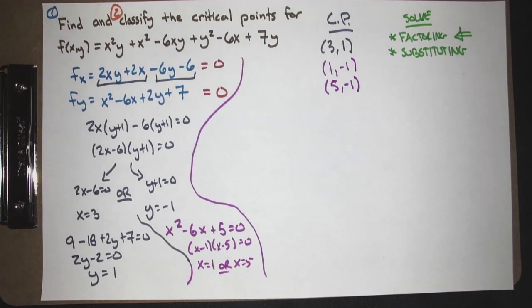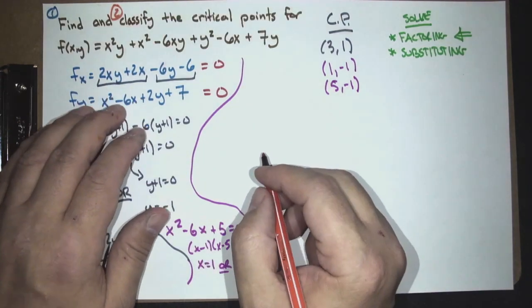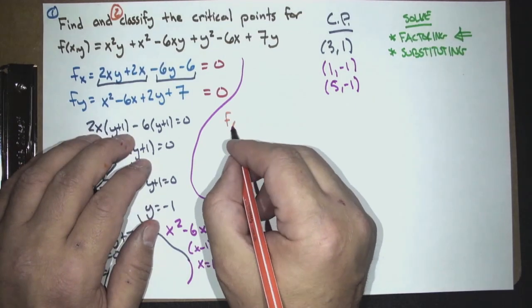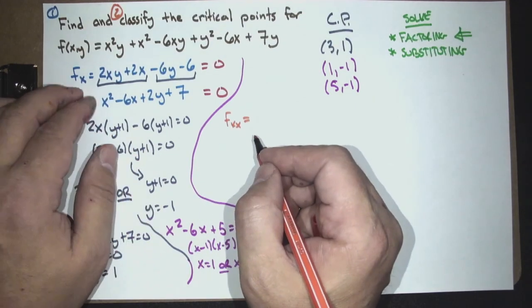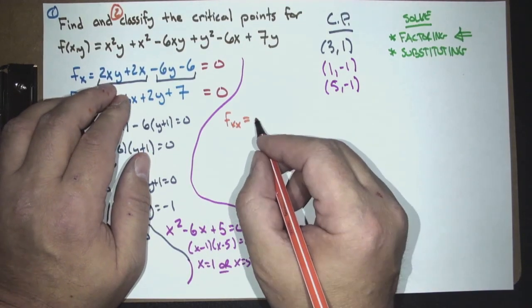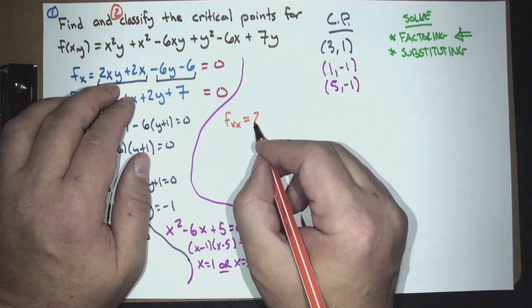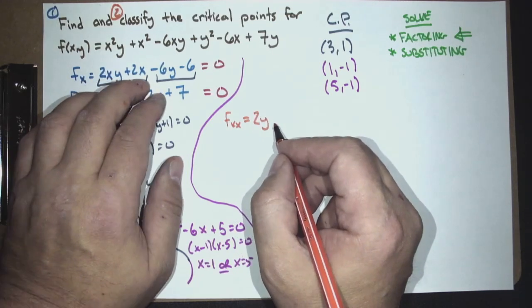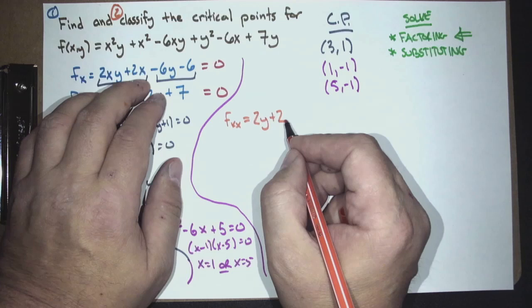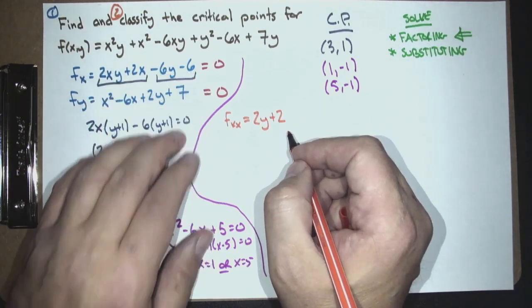Second derivatives, because it's the second partials test. The only classifying tool we have is the second partials test. So we say, look, we've got our first order derivatives. So we start writing second order derivatives. f sub xx. Taking derivative with respect to x. Derivative of 2xy with respect to x, 2y. Derivative of 2x, 2. Derivative of 6y and minus 6 are both 0.